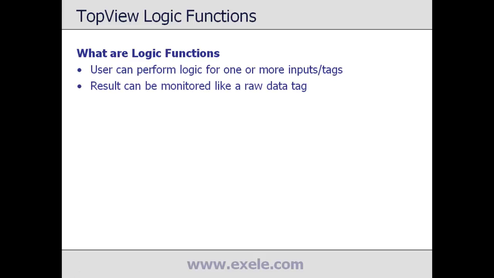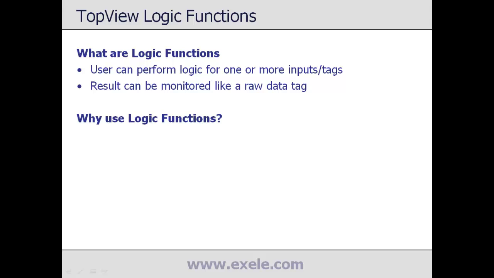TopView logic functions allow the user to perform logic operations and calculations involving one or more inputs. The inputs to the logic are typically one or more current tag values. The return value from a logic function, the function result, can be monitored just like any other tag in TopView, allowing the user to apply alarm conditions and notifications to the function result.